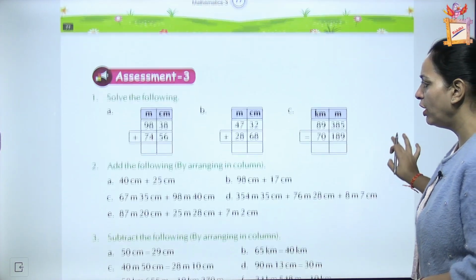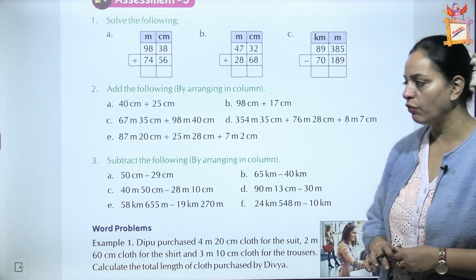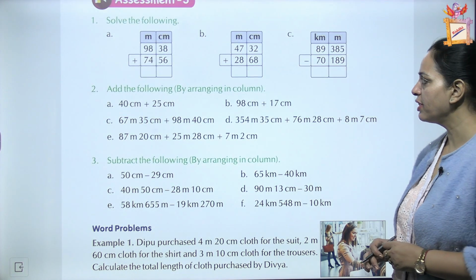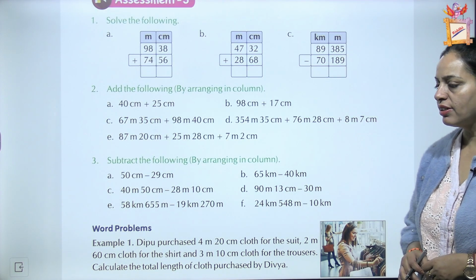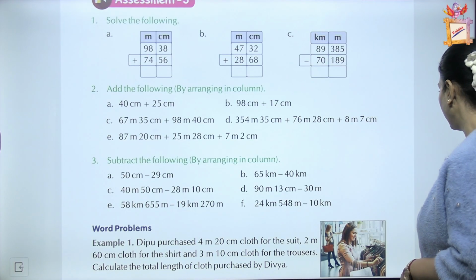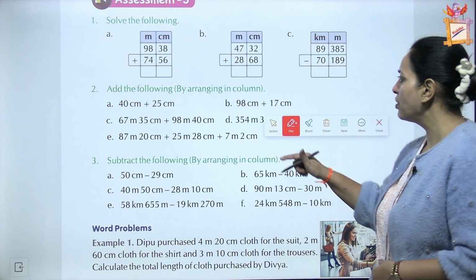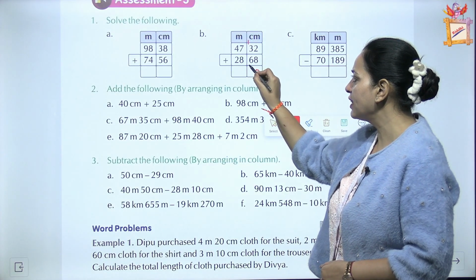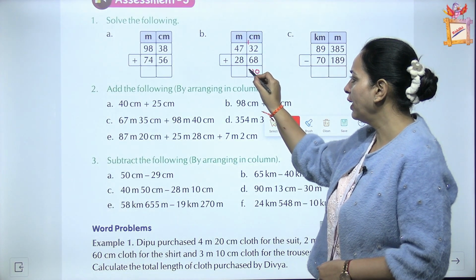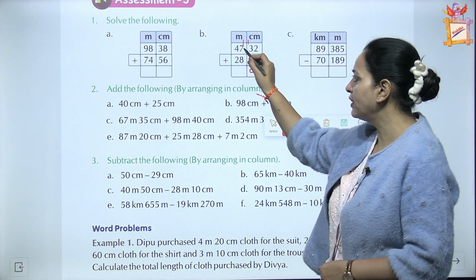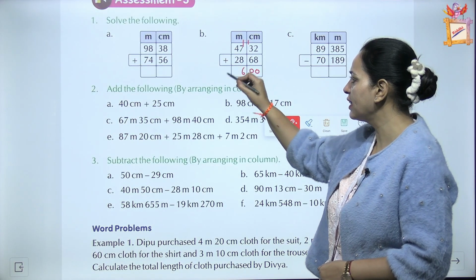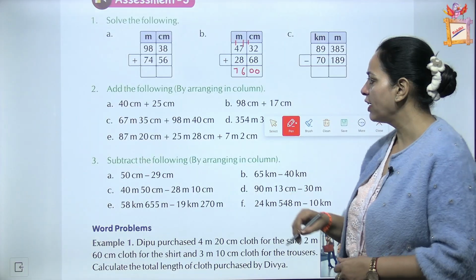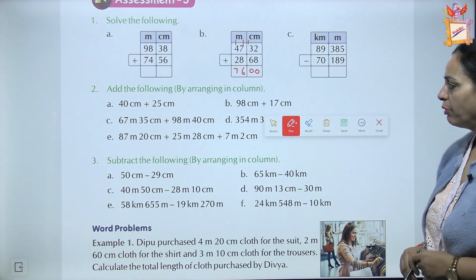Now assessment 3. Question number 1, solve the following. Like B part, 47 meter 32 centimeter and 28 meter 68 centimeter. So add centimeter first. 8 plus 2, 10. 0 here, 1 carry. 6, 3, 9 and 1, 10. 0, 1 carry. 8, 7, 15 and 1, 16. 6 here, 1 carry. 4 and 1, 5 and 2, 7. So similarly, you can try remaining parts.